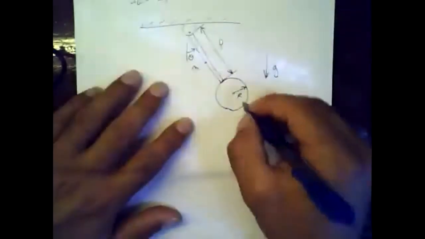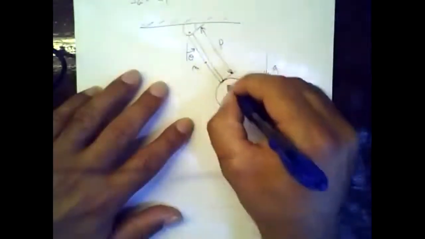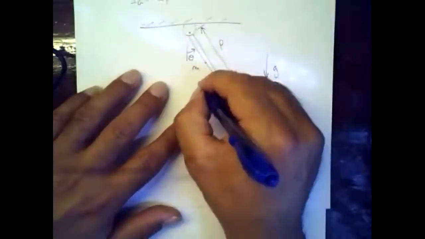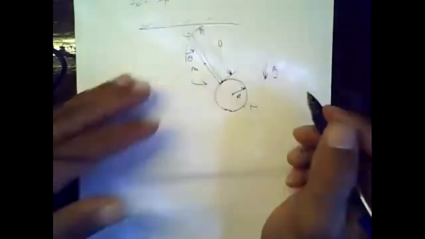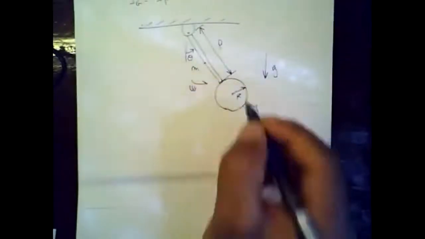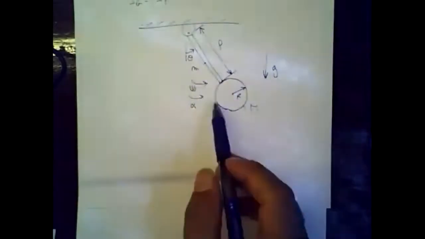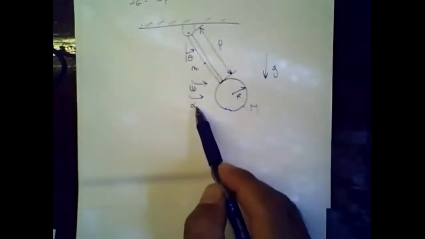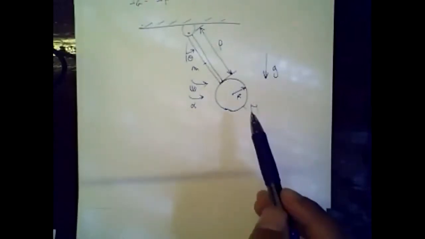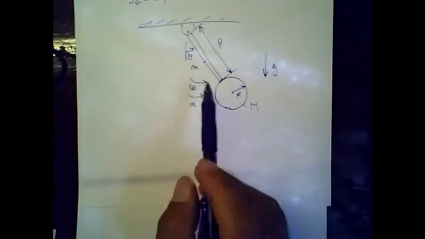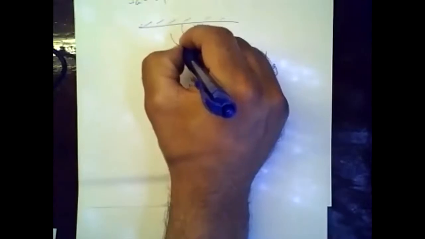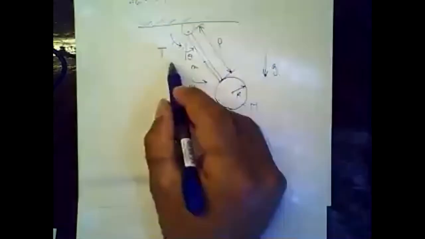I'm calling it theta. Let's say this whole thing is rotating with an angular velocity omega, and it has an angular acceleration alpha. So at this angle, the whole system has an angular velocity omega and an angular acceleration of alpha. I'm going to do one more thing. There's actually a torque applied as well, a rotational torque applied about that pin.